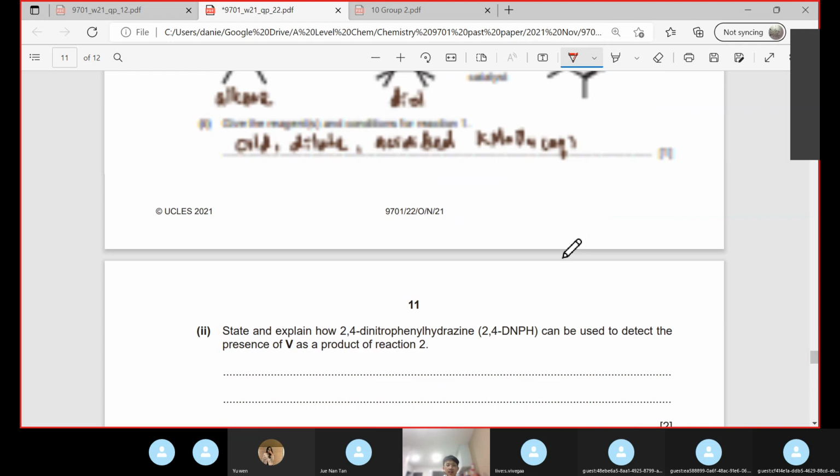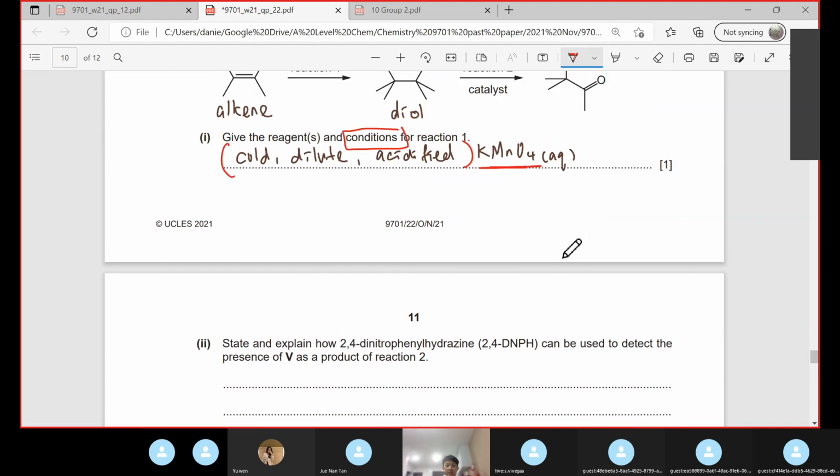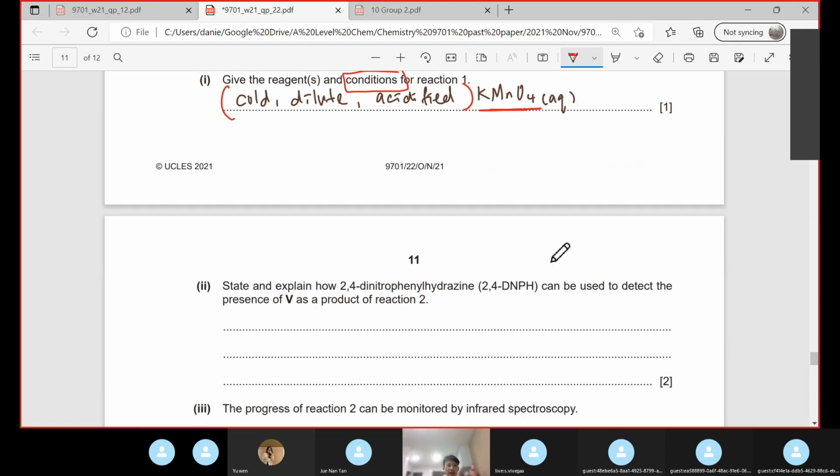Then Roman 2: state and explain how 2,4-DNPH can be used to detect the presence of V. When you use something, it's a test, right? This one we call the reagent 2,4-DNPH. It is actually a test to detect the presence of the carbonyl. Carbonyl means C=O, aldehyde or ketone.